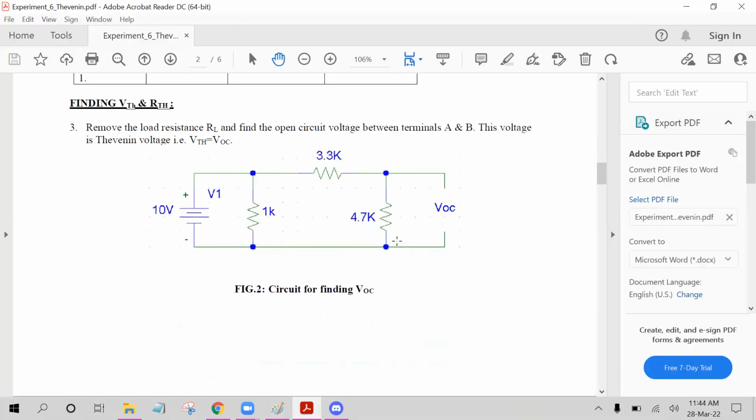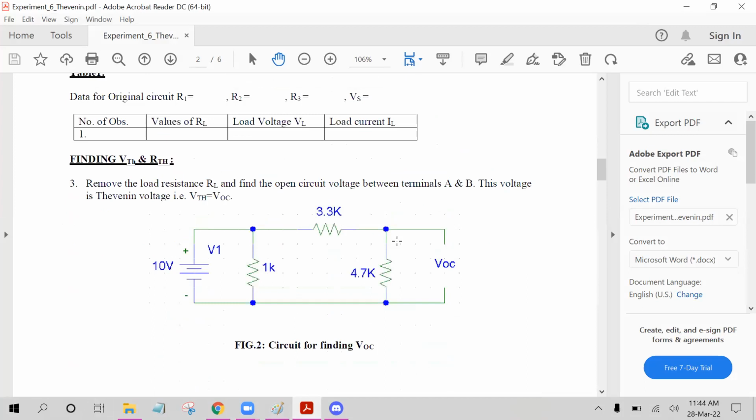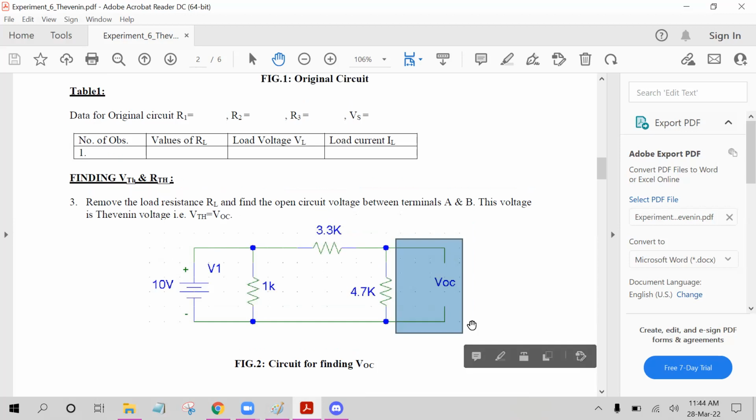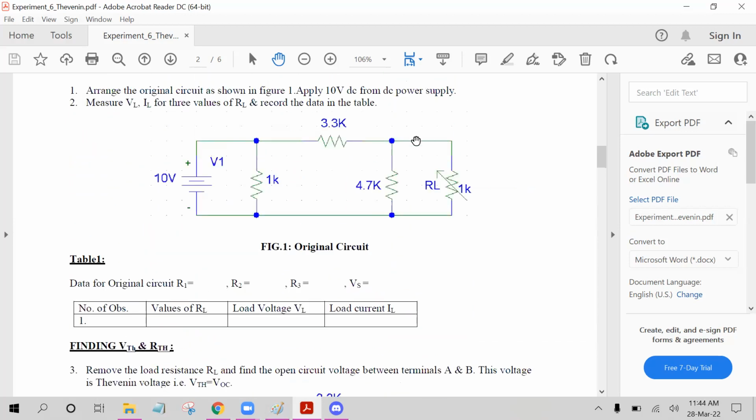Okay, first VThevenin. Measuring or calculating VThevenin in theory can be a little difficult, but in the laboratory, measuring VThevenin is pretty easy. What we need to do is remove the load resistor, or create an open circuit at the load resistor terminal.